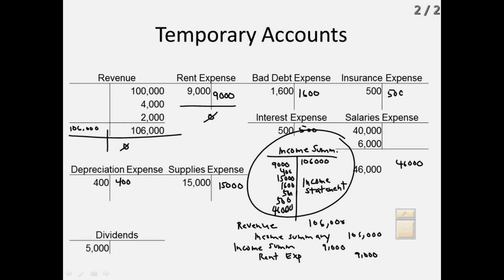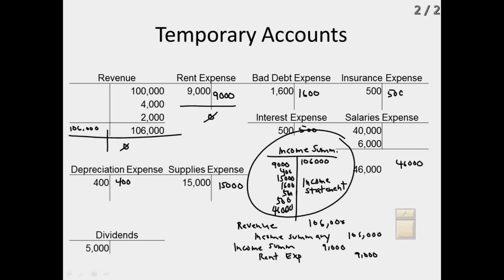What do we do then? Close income summary to where? Retained earnings, because retained earnings is a component of owner's equity that is permanent. So we want to clear out all of those. So now all of our revenue and expense accounts are zero, but our income summary account also needs to be zero. What if we didn't zero it out? What would happen the following year? Then we would basically be reporting income summary twice.